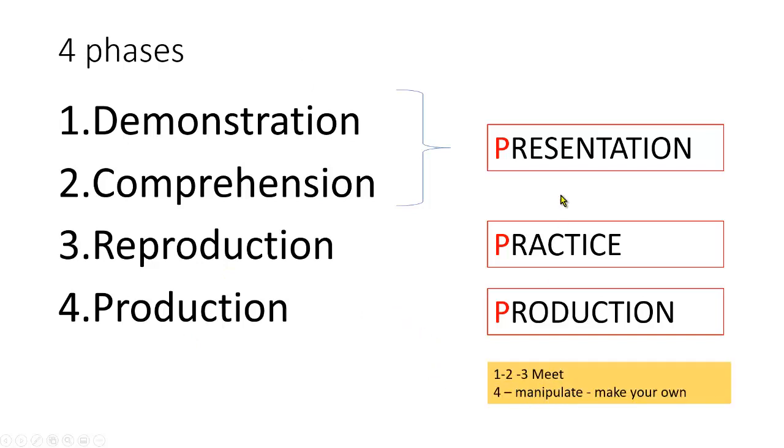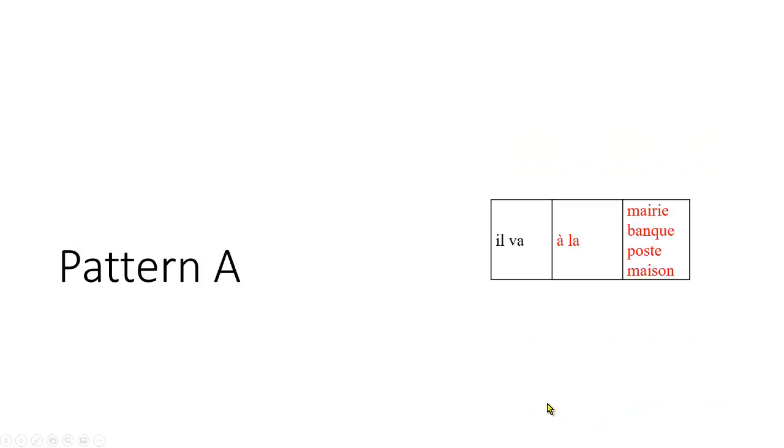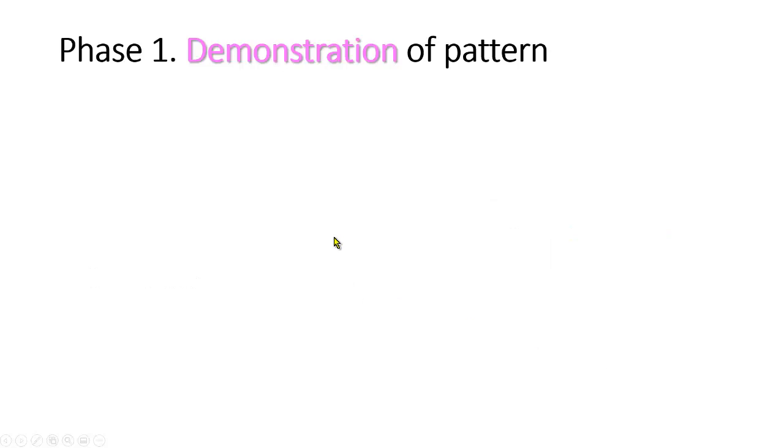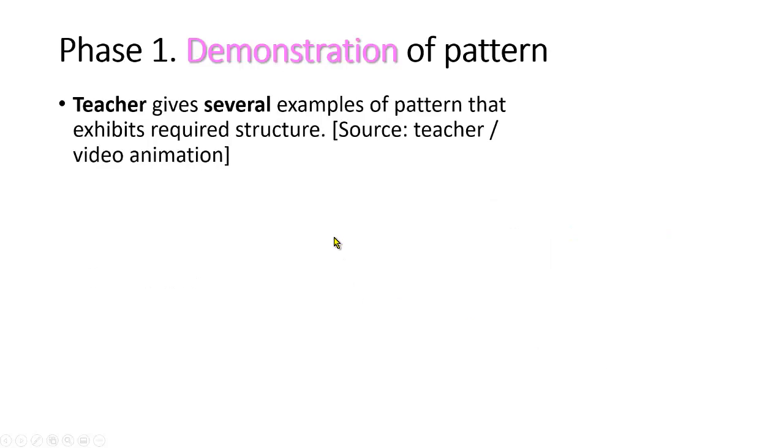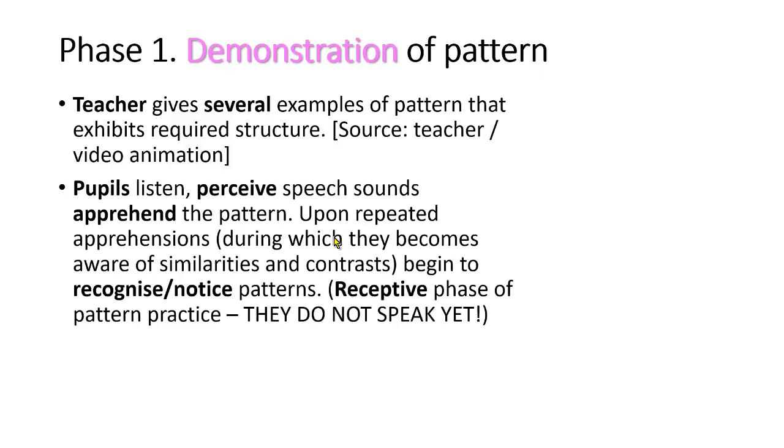Other phrases I've heard for stages then, I've liked this one: meet, manipulate, make your own. It sounds good, doesn't it? But I'd say probably the meet is all of these together, seeing it, understanding it, doing a bit of practice with it before finally you can manipulate it into your own area, make it your own. So there we've got the example of our pattern. He goes to the place. How could we demonstrate it? Teacher gives several examples. Pupils listen, perceive, recognise, notice the pattern, but they don't speak yet.